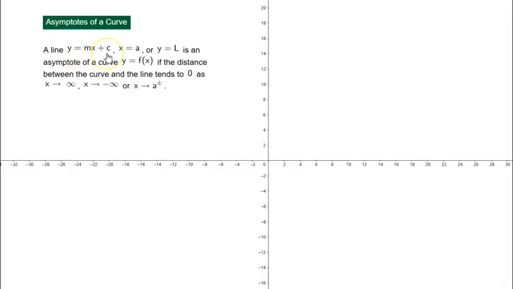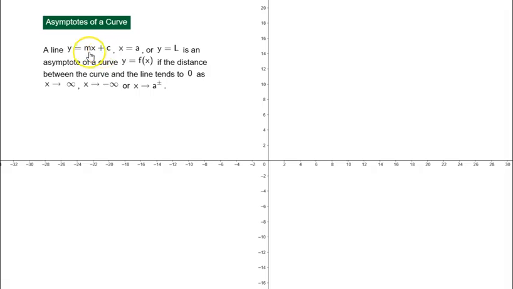Let us look at asymptotes of a curve. A line y is equal to mx plus c, or x equal to a, or y equal to L is an asymptote of a curve y is equal to f of x if the distance between the curve and the line tends to 0 as x goes to infinity, goes to minus infinity, or x goes to a from the plus side or from the minus side.